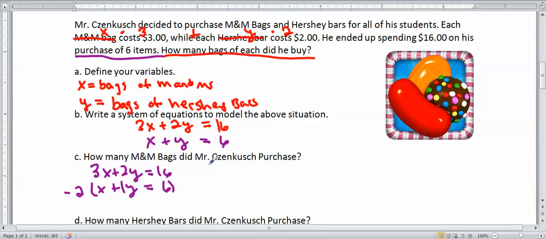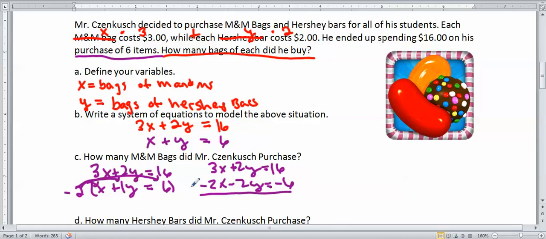Okay, so I'm going to rewrite the first equation. 3x plus 2y is equal to 16. And now I'm going to distribute this negative 2. Okay, so I get negative 2x minus 2y is equal to negative 6. Now I've got my pair of opposite terms. I'm going to add these two together. 3x minus 2x is 1x. 2y minus 2y is 0, so that cancels out.